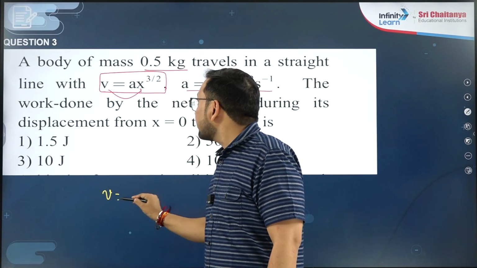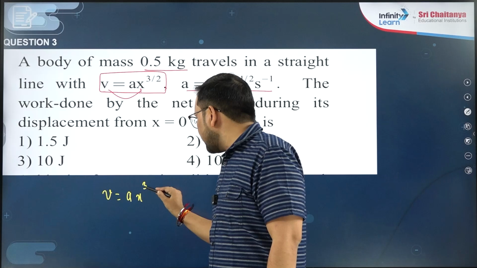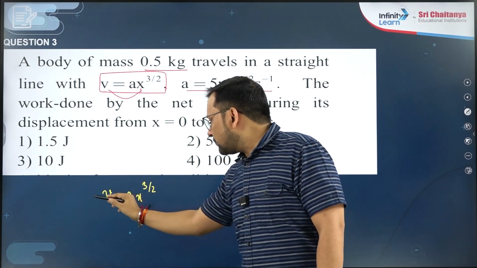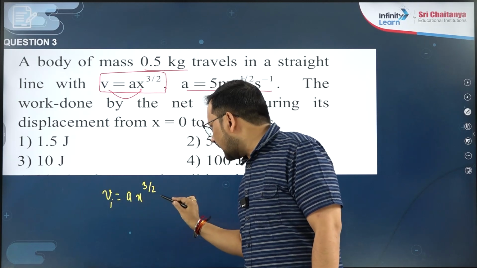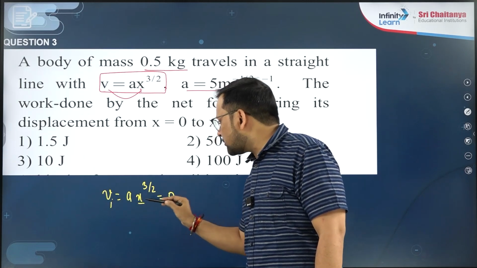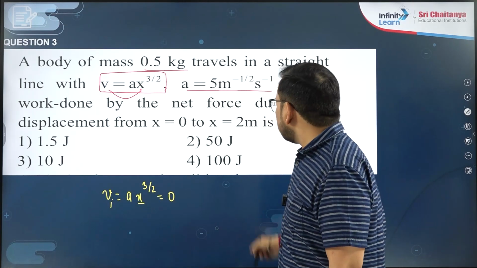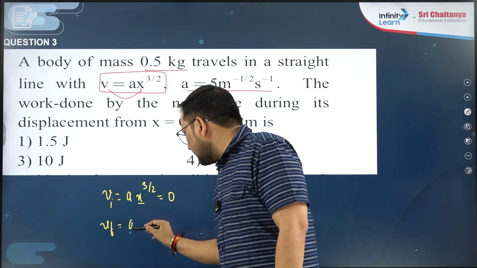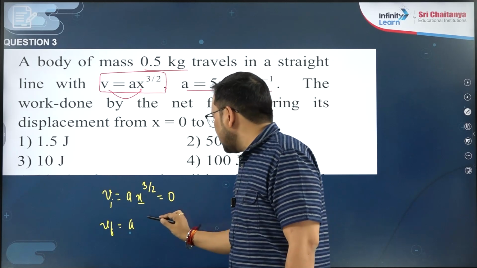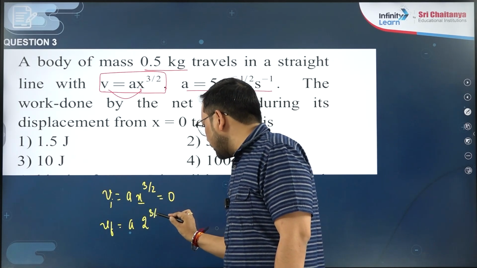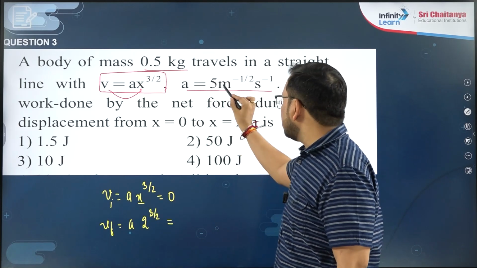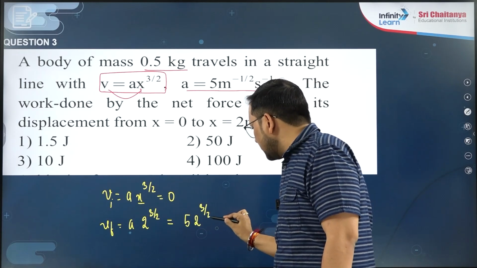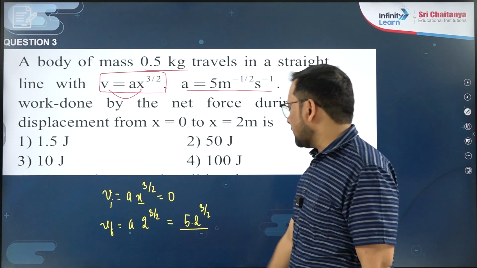V is how much? A, x raised to power 3 by 2, and according to the question our initial x is 0. So initial velocity Vi will be 0. If I put x equal to 0, we will get 0. Then the final x is 2. What is V final? A is a constant, the x value is 2, and 2 raised to power 3 by 2, right? The numerical value of A is 5, so 5 into 2 raised to power 3 by 2, that is the value of final velocity.